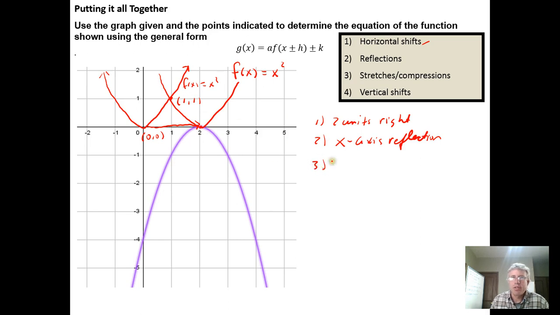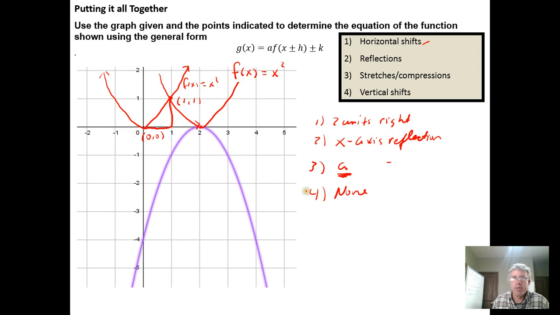And then does it look like there's any stretches? And I'm going to say no stretches. And I'm saying that because usually you go over 1, up 1 to get to the next lattice point. Here you go over 1, down 1. That ratio's the same. It's a kind of a 1-to-1 ratio. And again, if we are uncertain, we can always just say, gee, I'm uncertain. Maybe the stretch is a. And then for vertical shifts, none.